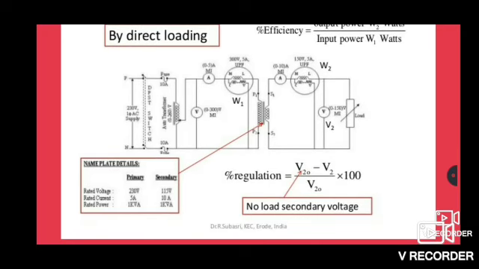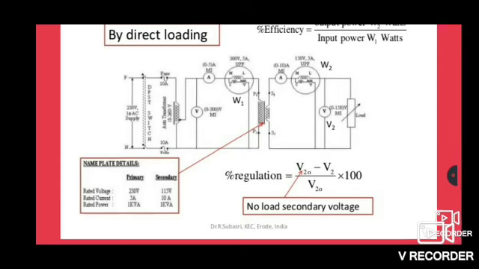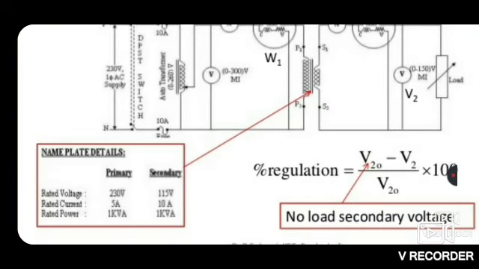Therefore, the percentage regulation obtained by the load test is equal to V2 naught minus V2 divided by V2 naught into 100, where V2 naught is the no load secondary voltage. See the nameplate details of the transformer. It has both primary and secondary details. Rated voltage of primary is 230 and secondary is 115 volt. Rated current for primary is 5 ampere and for secondary is 10 ampere. Rated power is the same for both primary and secondary, that is 1 kVA.